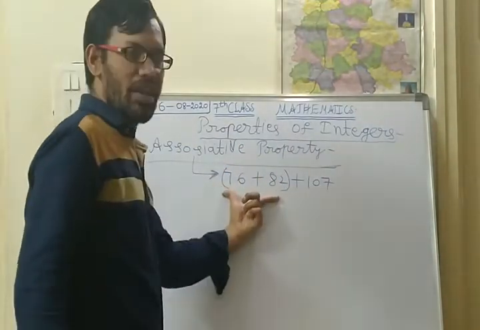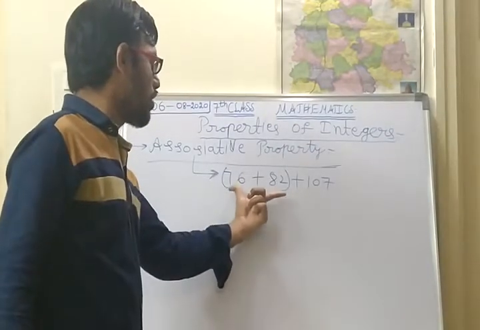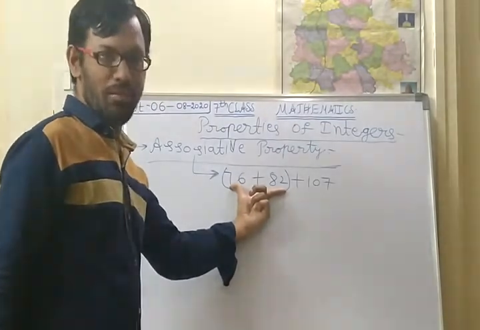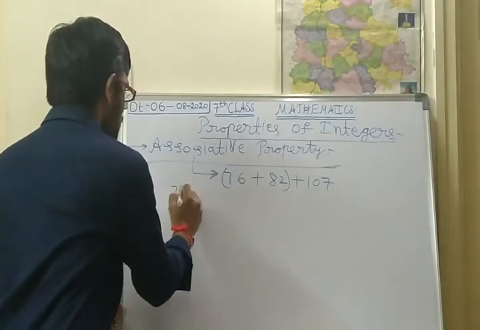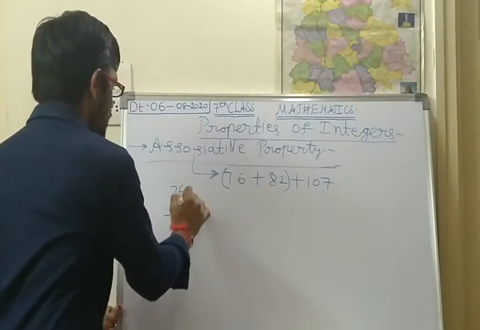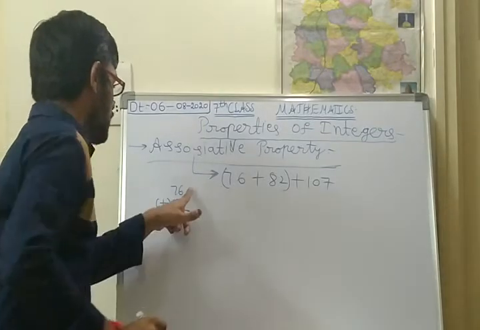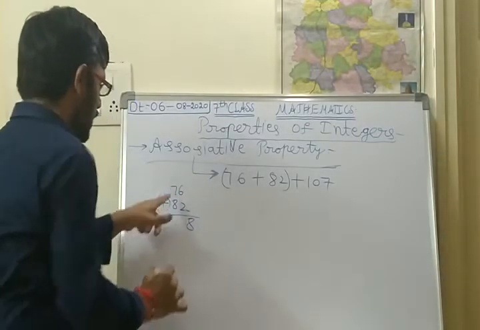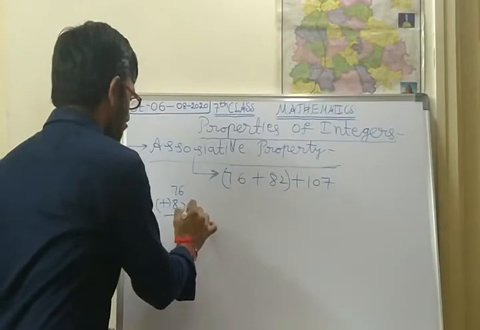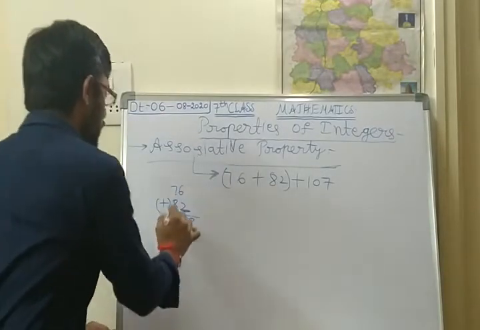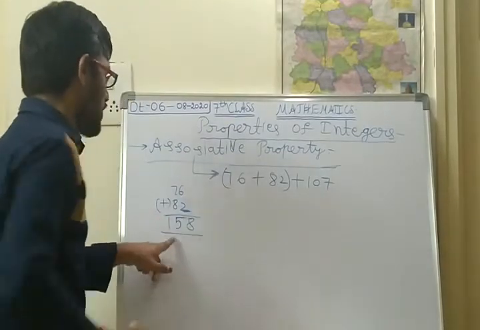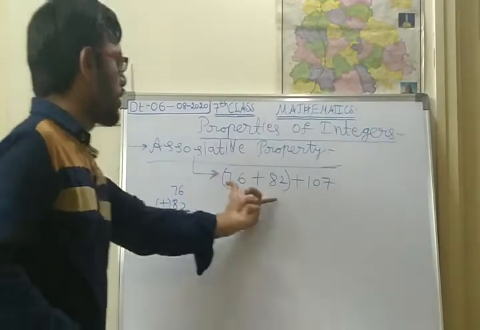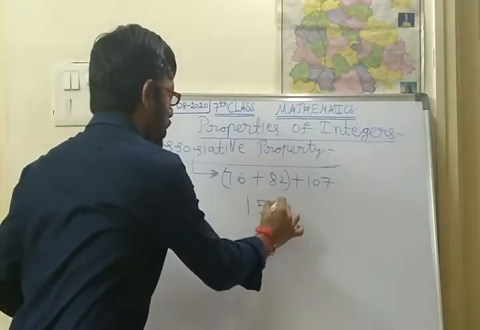So here brackets are there. So first of all we should solve these brackets. Okay. So 76 plus 82. What is 76 plus 82? 6 plus 2, 8. Next 7 plus 8. 7 plus 8 is how much? Okay. So that is 15. So 7 plus 8 is 15. So what is the result? 158. So this answer is 158.